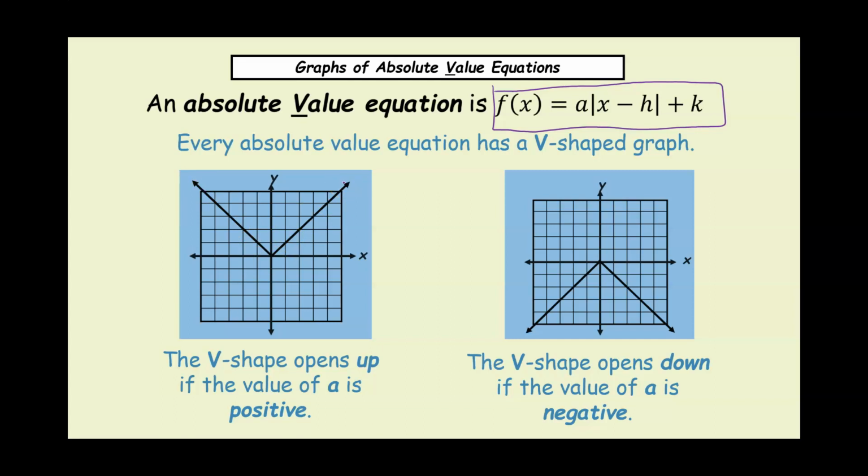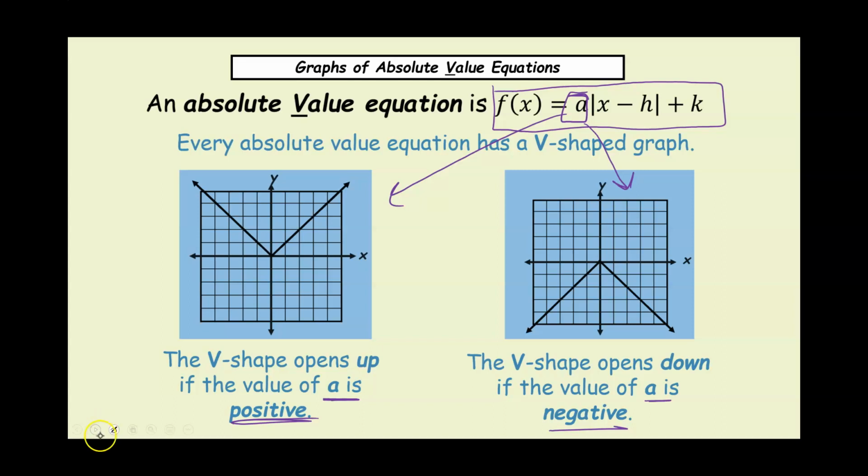Now, there are two ways it can open up, just like a quadratic. The V shape can open up if your A is positive. So if this guy right here is positive, it's going to open up. If this guy right here is negative, it's actually going to open down. Okay, and you really need to know that. Okay, so if A is positive, it opens up. If A is negative, it opens down.